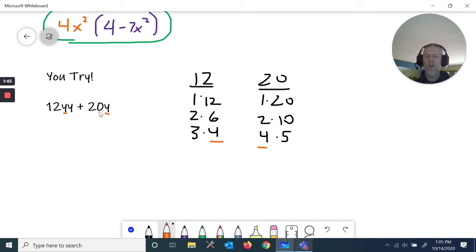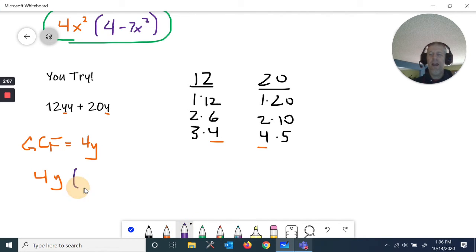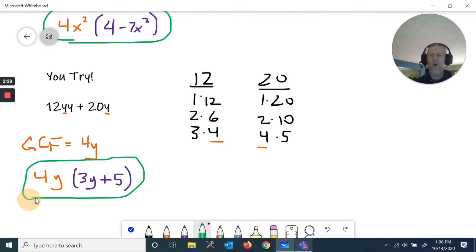So for the y's, there's 1y here and 2y here, so the most I can take is 1. The most they share is 1. So now I know my GCF is equal to 4y. That means my factored expression will be 4y times something. Once I factor out my 4y, 12 divided by 4 is 3. One of my y's factors out, which means there's 1y left here. It's a plus. 20 divided by 4 is 5, and the y factors out, so I'm left with no variable. So I have 4y times the group 3y plus 5.